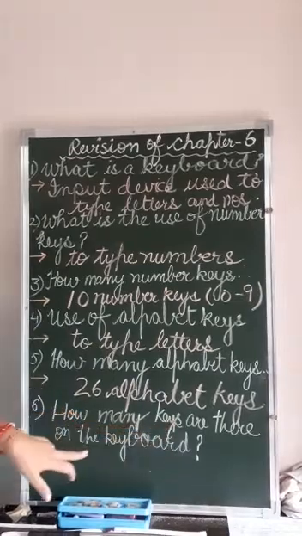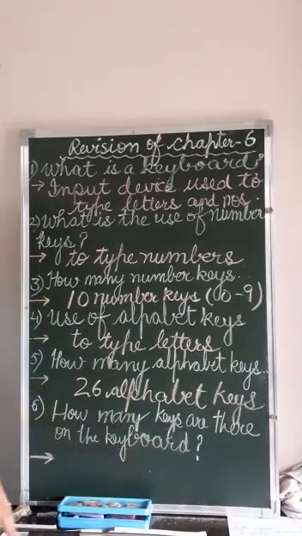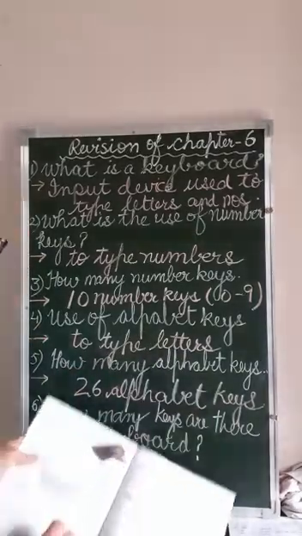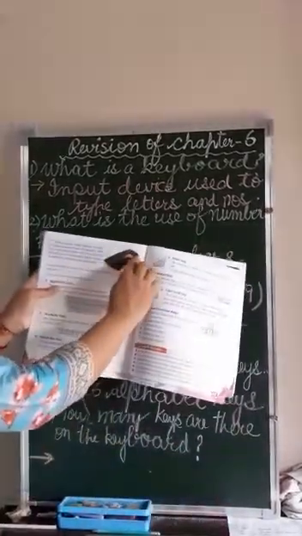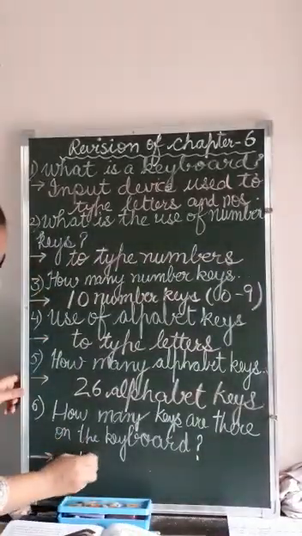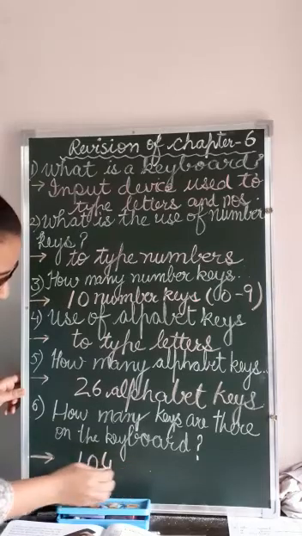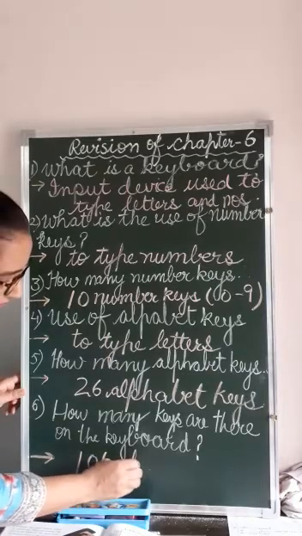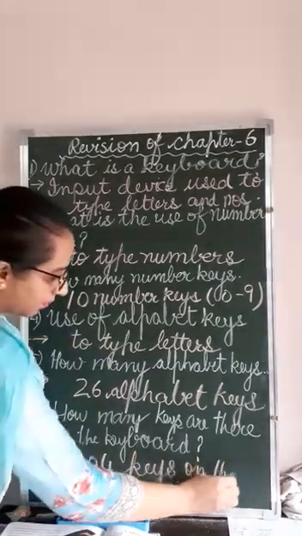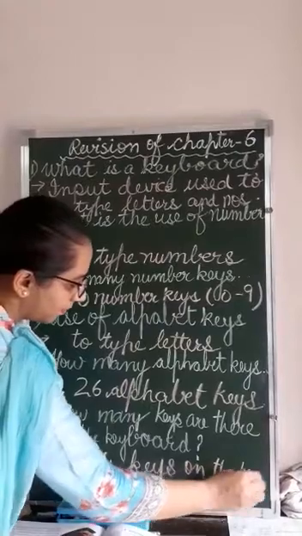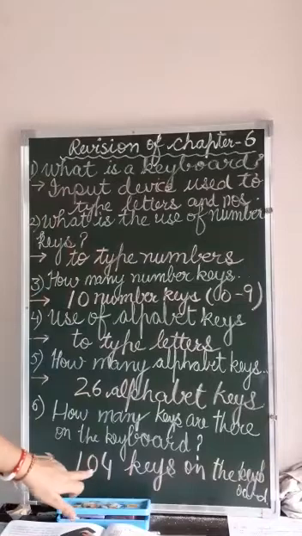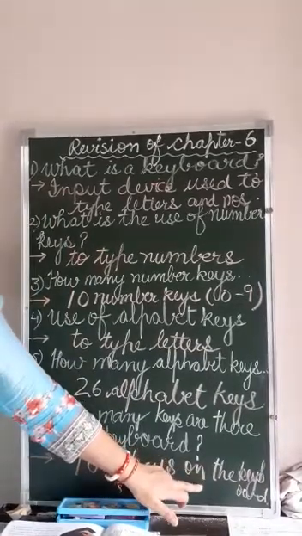How many keys are there on the whole keyboard? Let us see a keyboard. How many total keys are there on the keyboard? There are 104 keys on the keyboard.